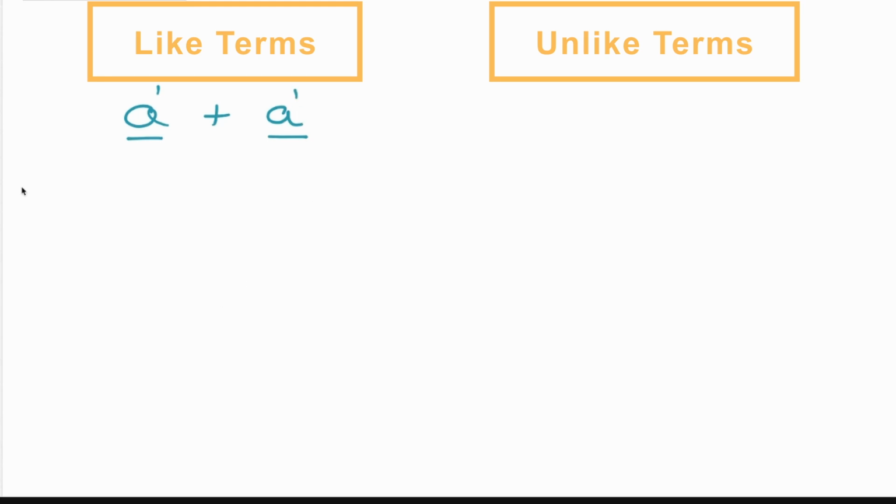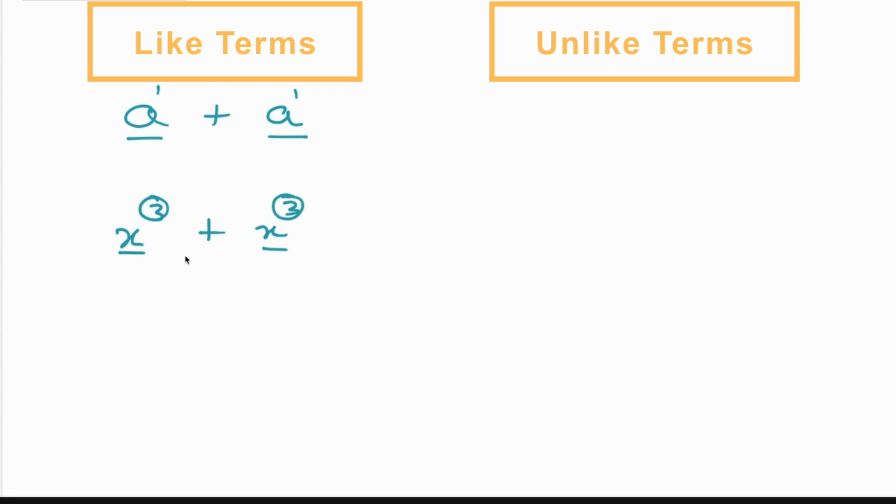Another like term would be, for example, x cubed plus x cubed. Now in this case, these are also like terms, given that they both have the same pronumeral and they are both raised to the same power.